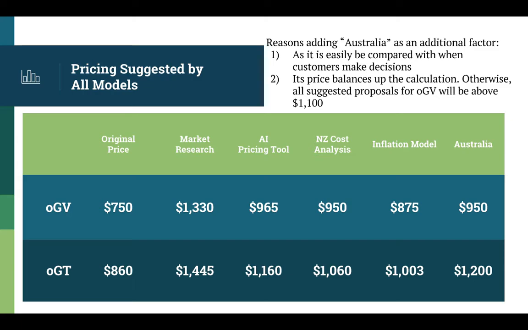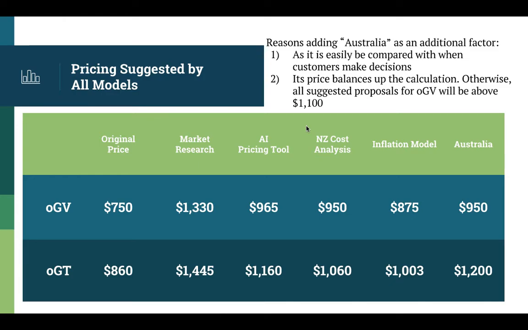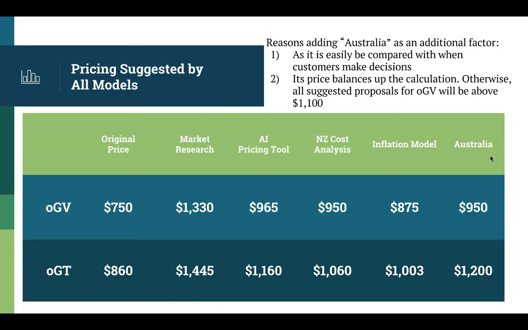The second reason is that the price balances up the calculation. Otherwise, all suggested proposals for OGV will be above $1,100, which is pretty high and a little unrealistic. So even though it may be controversial to add this as a new factor, for calculation purposes, it is beneficial to us.